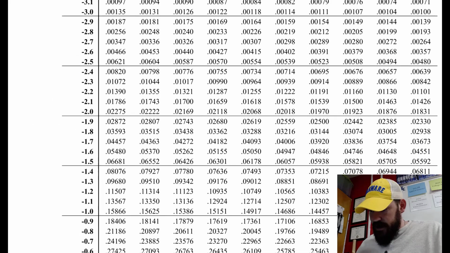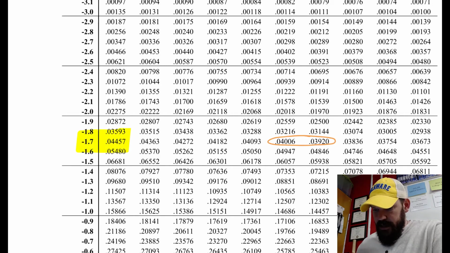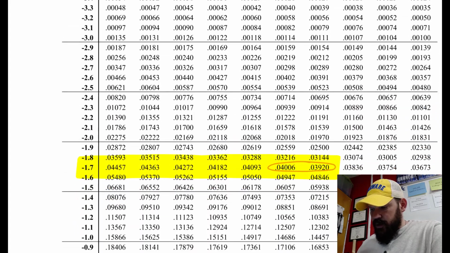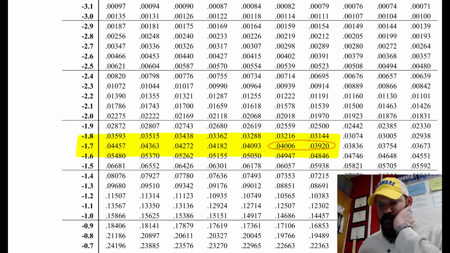So scanning the values, somewhere right in between these two values will be a z-score with an area of 0.04. That corresponds to negative 1.7, either 0.05 or 0.06. You can split the difference and say it's negative 1.75, or we could just say it's negative 1.75. Close enough is going to be fine in this case.